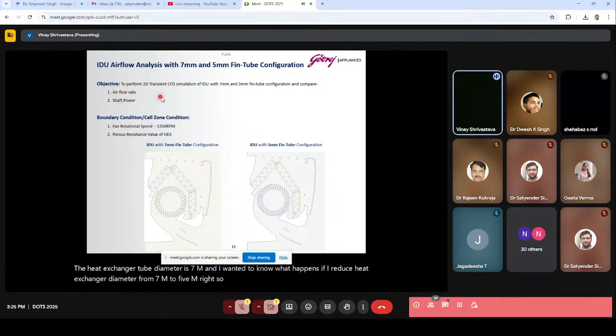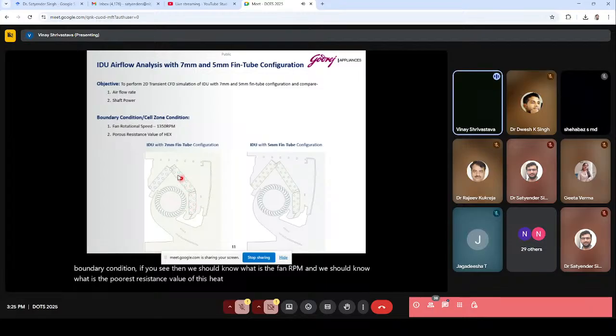So the objective of the problem is to perform a 2D transient simulation. I'm performing a transient simulation, and 2D, because 2D simulation is feasible, 3D simulation becomes very difficult because the problem itself is transient in nature. The output we are calculating is in terms of airflow rate and shaft power. And the boundary condition, if you see, we should know the fan RPM, and we should know the porous resistance value of this heat exchanger.